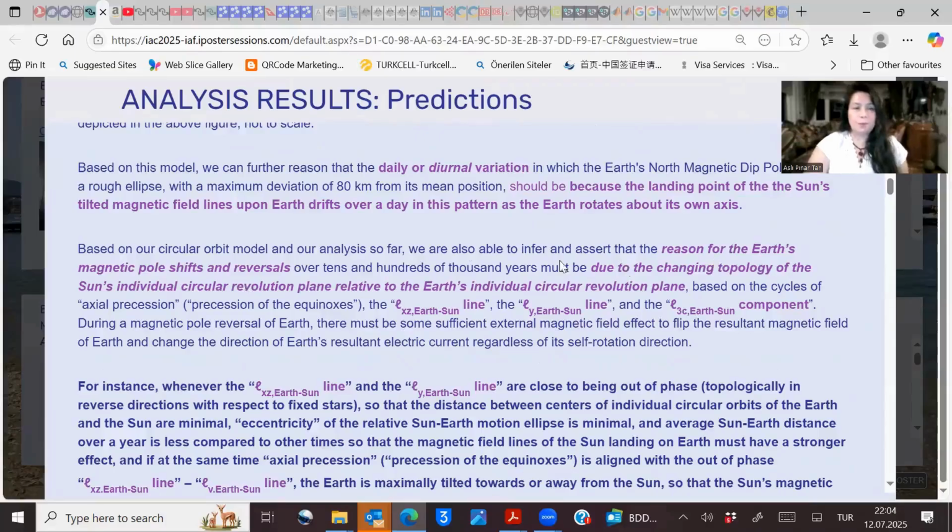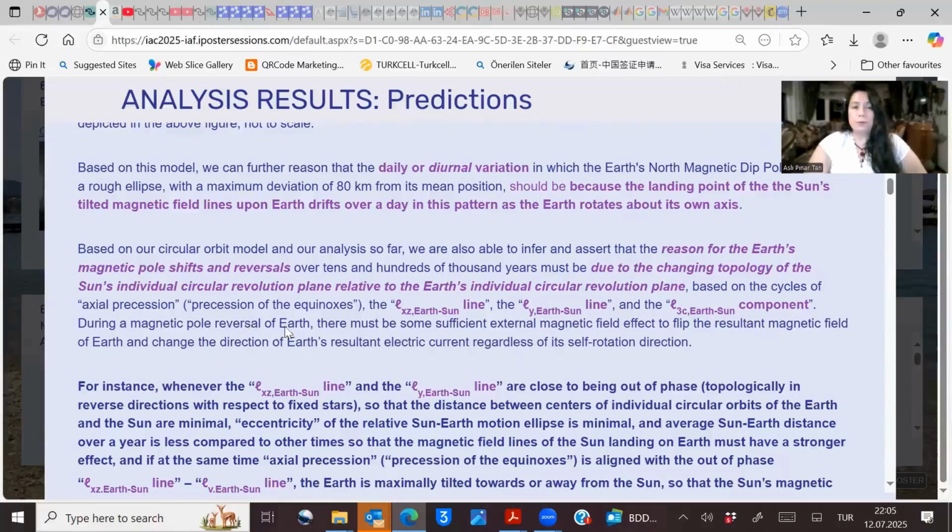Based on our circular orbit model and our analysis so far, we are also able to assert that the reason for the Earth's magnetic pole shifts and reversals over tens and hundreds of thousands of years must be due to the changing topology of the Sun's individual circular revolution orbit relative to the Earth's individual circular orbit, based on the cycles of axial precession, the LXC line, the LY line, and the L third component, whose periods we have already found based on my model.